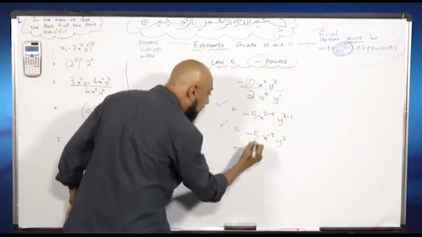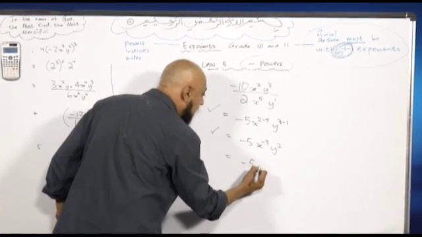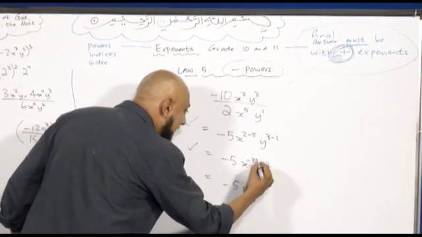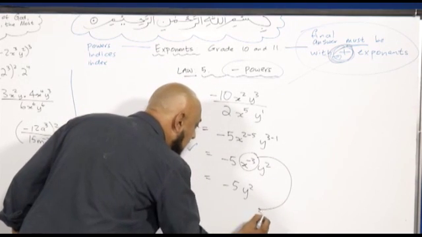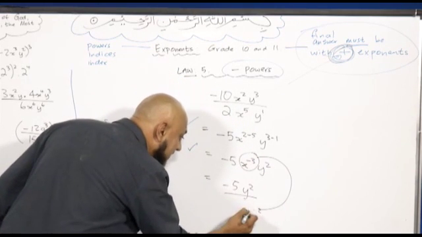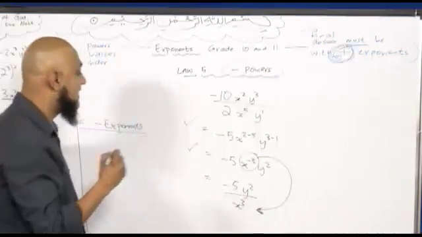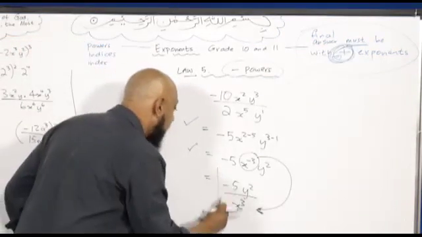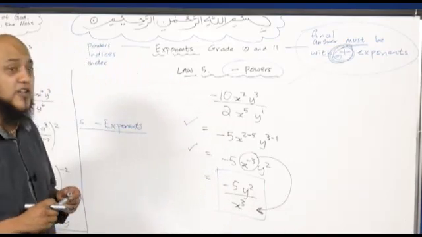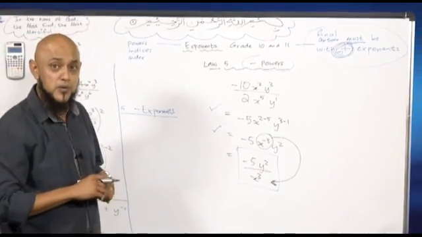This is equal to minus 5 y squared. X to the minus 3 comes down to my denominator as x to the power plus 3. And there we go. That is my final answer. My final answer is minus 5y squared over x to the power 3.